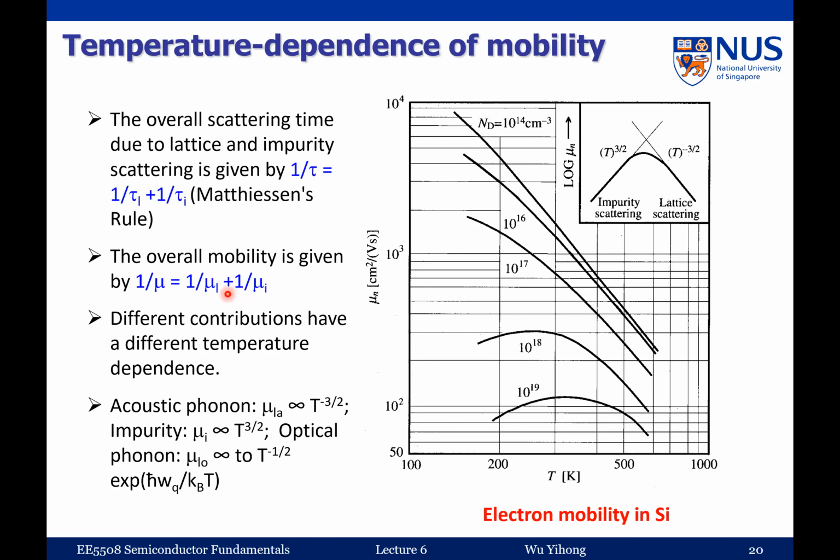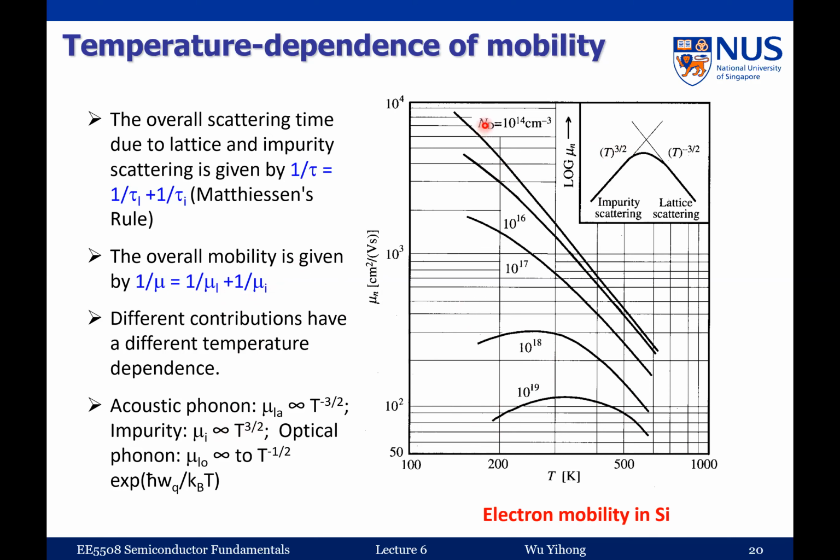So at low temperature, mu I is small and this is large, so eventually it is dominated by this one. And at high temperature, mu L is low and mu I is large, because mu I will increase with this. So eventually it's dominated by this one. That's the reason why we have this kind of shape, right?